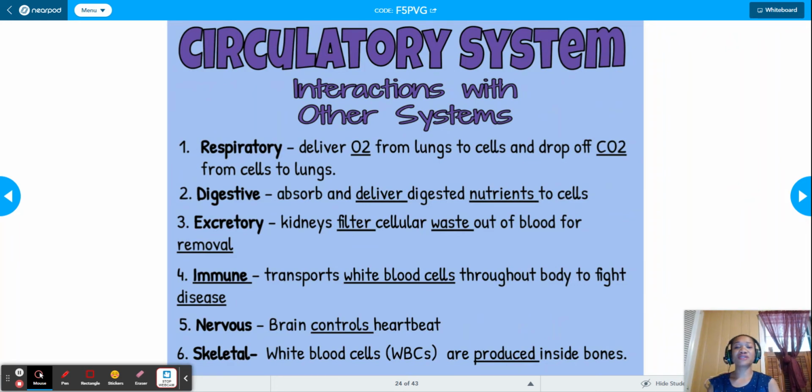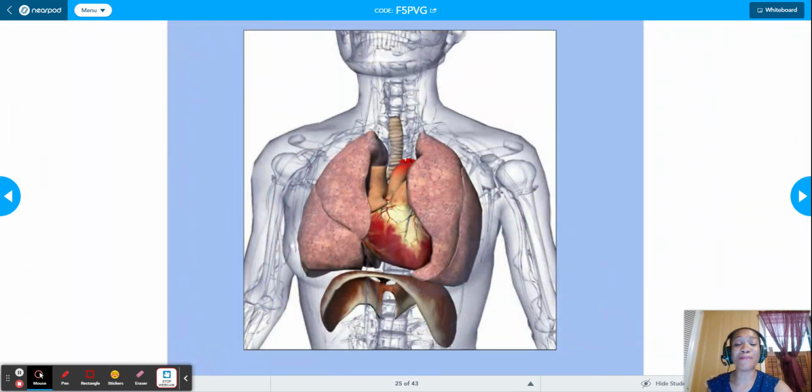Our circulatory system interacts with the respiratory system, the digestive system, the excretory system, the immune, nervous, as well as the skeletal system. So you see how a lot of our systems all work together so that we can function and our basic needs are able to be met.